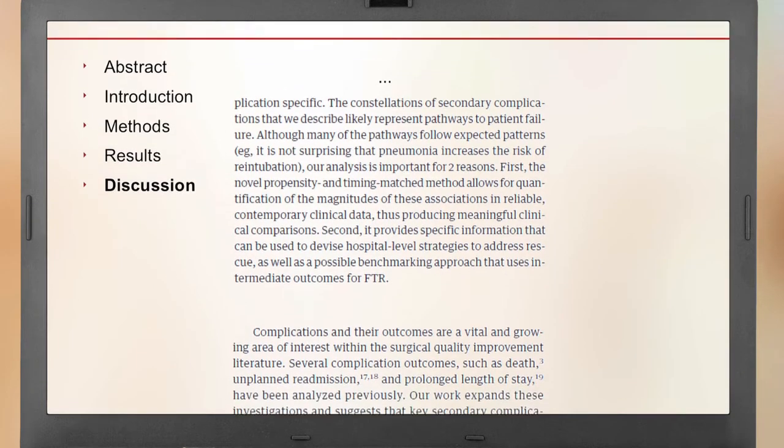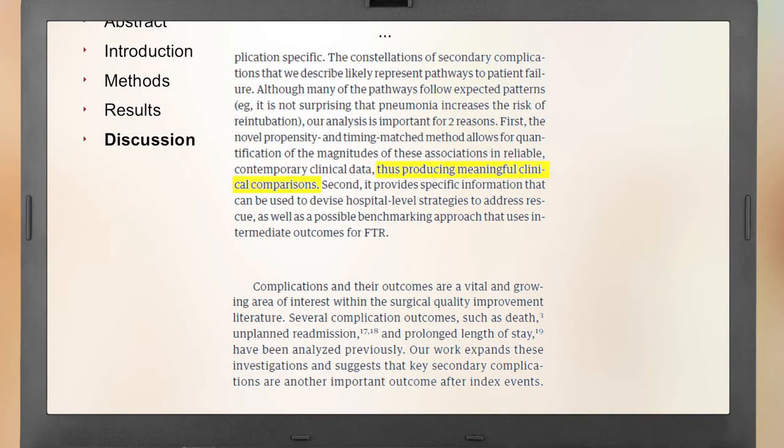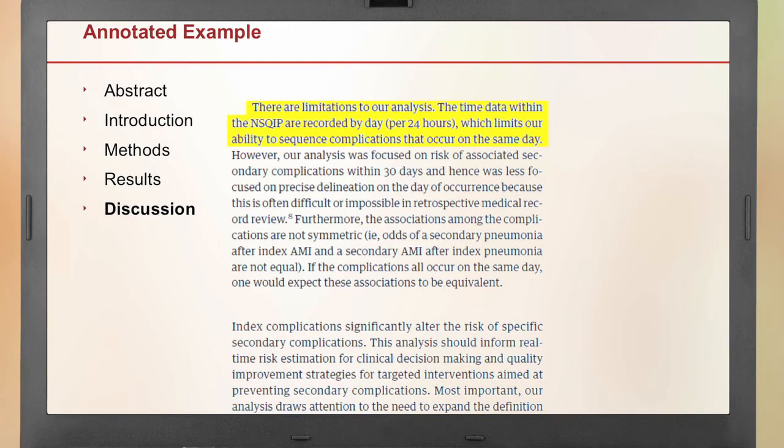Finally, we turn to the discussion. The authors suggest they have quantified the magnitude of associations between index and secondary complications, and that these results may be used to make hospital-wide decisions when it comes to alleviating patient complication and mortality rates. Next, the researchers explain how their work extends on previous findings. An article will often include study limitations as well. Some of the limitations here include the time frame of data collection and asymmetry of the relationship between complications. Acknowledging potential flaws in a study is a sign of responsible communication.